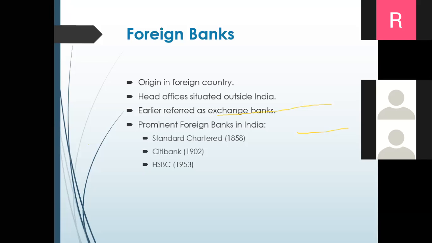If you see, most of these banks were there in India before you even had your other nationalized banks. The other nationalized banks came around 1969 to 70, whereas these banks were already there, even before independence, right? So that is what foreign banks are all about. The main important thing about foreign banks is they are from a different origin, and the head offices are situated outside India.